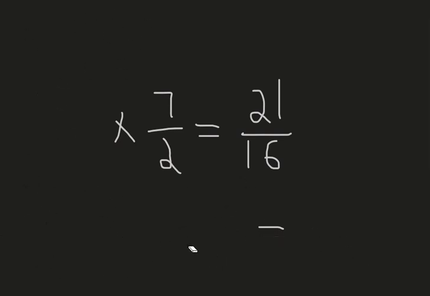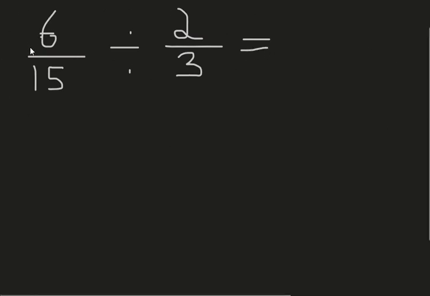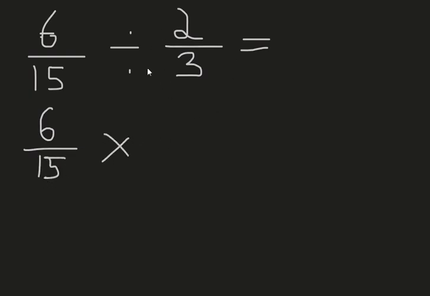Create some space. What if you got 6 over 15 divided by 2 over 3. You need to solve this equation. First, you need to get the reciprocal of this and multiply it by this number. So 6 over 15 times the reciprocal of this, 3 over 2.